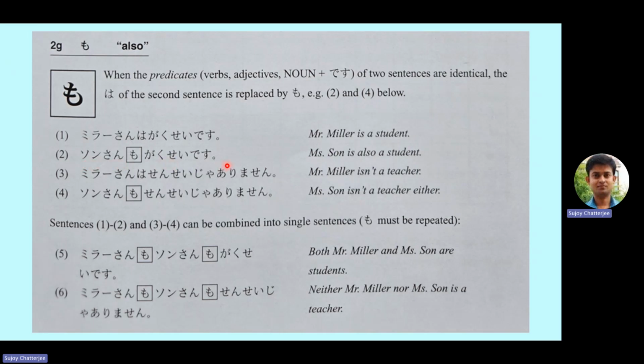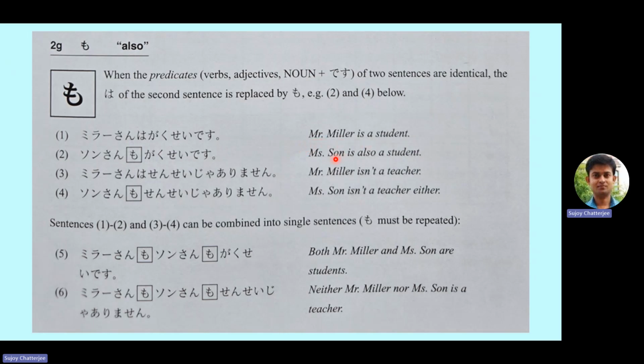Now let's consider two independent sentences, like Mr. Miller is a student, Miss Son is a student. So that means Mira-san wa gakusei desu, Son-san wa gakusei desu. That is correct. But now if we want to, since we already have Mr.